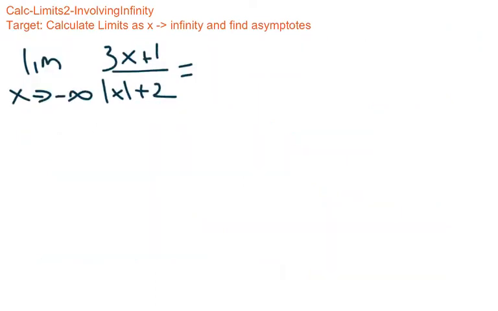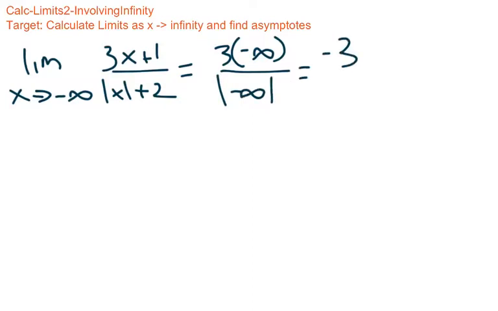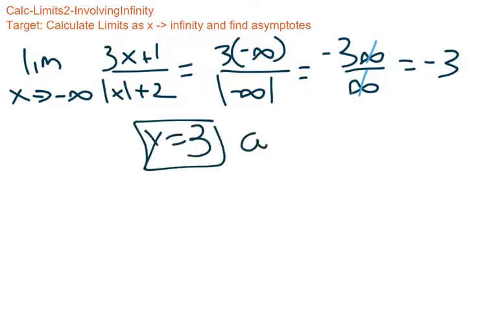So here it is, as x approaches negative infinity, and you can see from the graph that there's a negative asymptote as well. So we'll do 3 times negative infinity. And I'm going to drop the 1, take a shortcut, and then negative infinity absolute value. So that becomes negative 3 infinity over infinity, because it's absolute value. And then the infinities cancel, and I get negative 3. So my answers are y equals 3 and y equals negative 3.